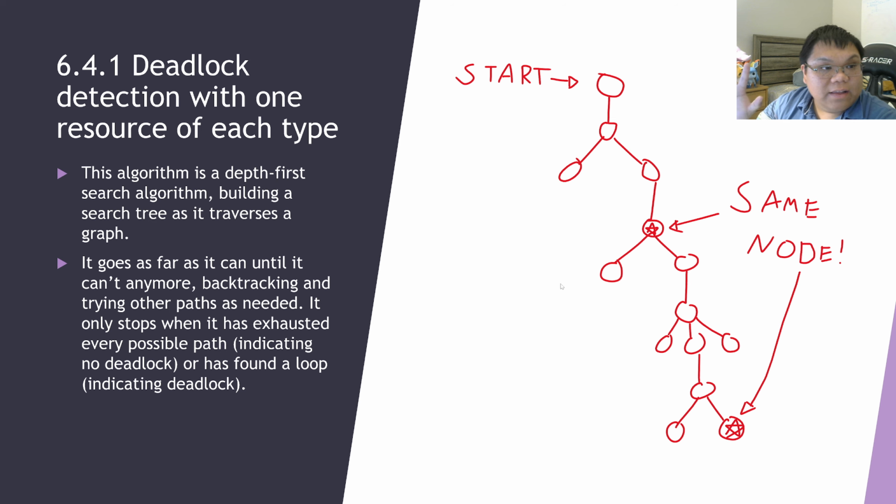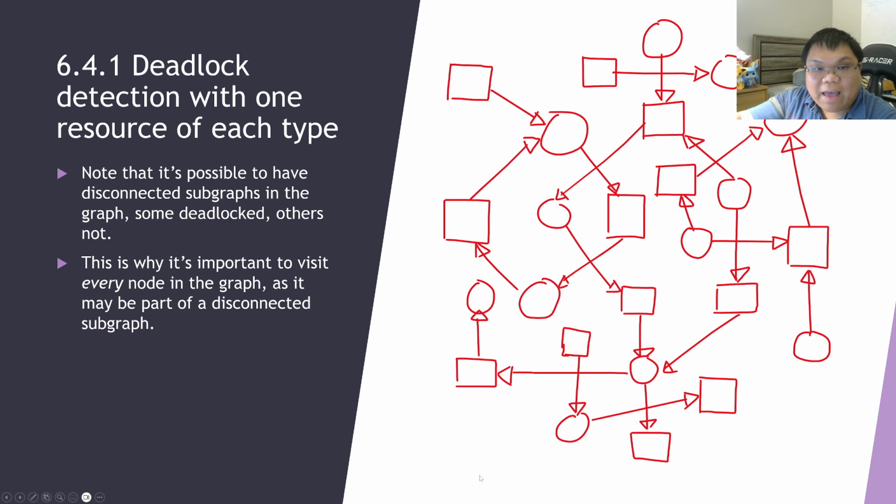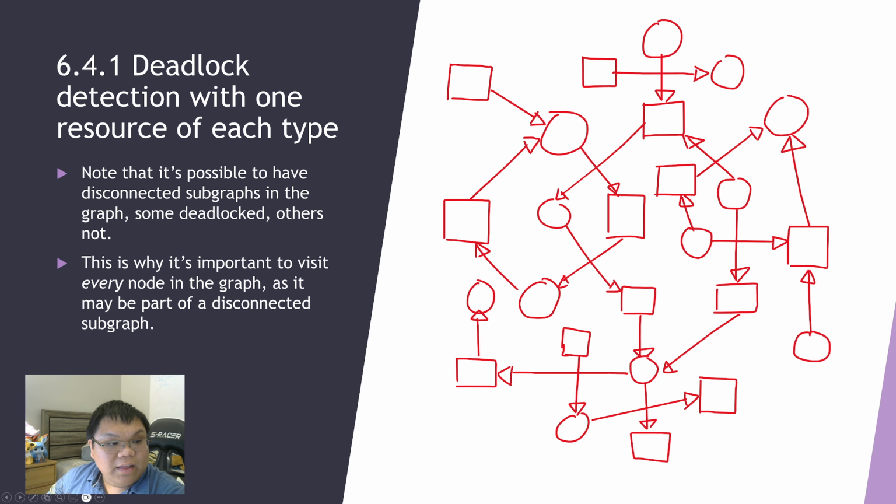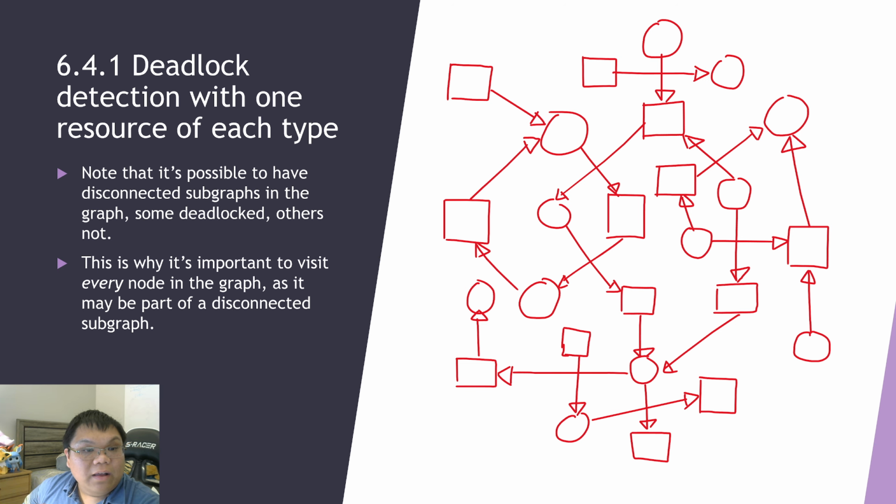If this algorithm exhausts every possible path and visits every node exactly once, then our graph does not have deadlock. If it encounters the same node more than once, that means there's a loop somewhere in our graph, that means we have deadlock. Another thing is, this algorithm must try every node in the graph because it's possible to have disconnected regions of this entire graph, where some processes are deadlocked and others are not, and they're just unrelated to the deadlock. Can you see all the disconnected graphs I drew in here?